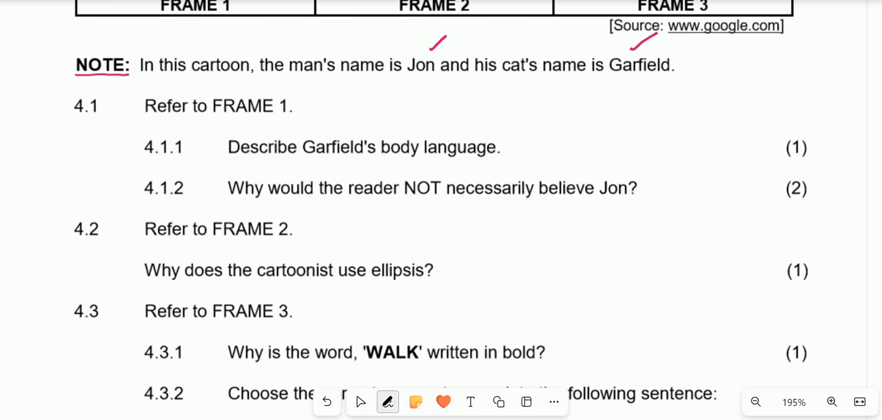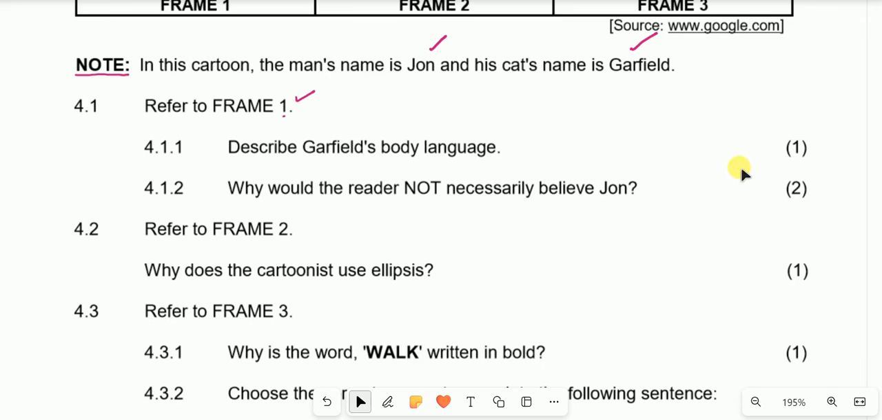And again, I'm going to repeat the importance of question interpretation, please. And then refer to frame 1. Always revisit the frame that the question is based on. Always refer to it. Describe Garfield's body language, and also check the mark allocation, which is only one.